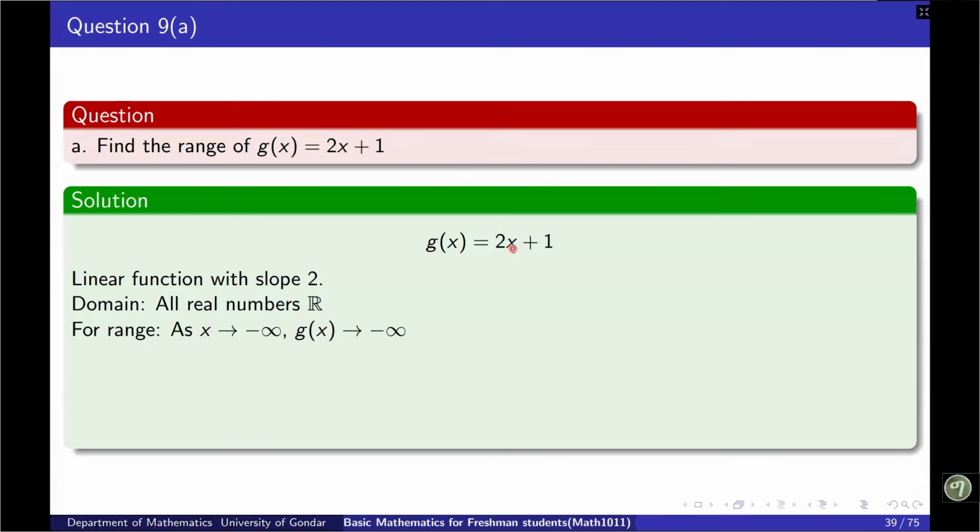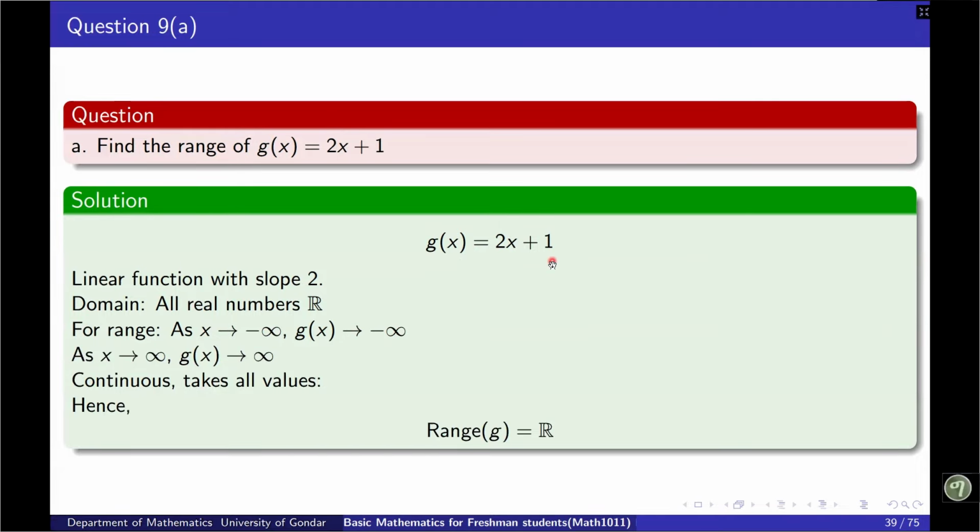And so for the range, as x approaches negative infinity, its image g of x will also go to negative infinity, and when x goes to a very large positive number, or simply infinity, g of x will also tend to infinity, because this function is an increasing function with a positive slope. And it is continuous, taking on every value since it's a polynomial. Hence, the range of g of x is the set of real numbers.